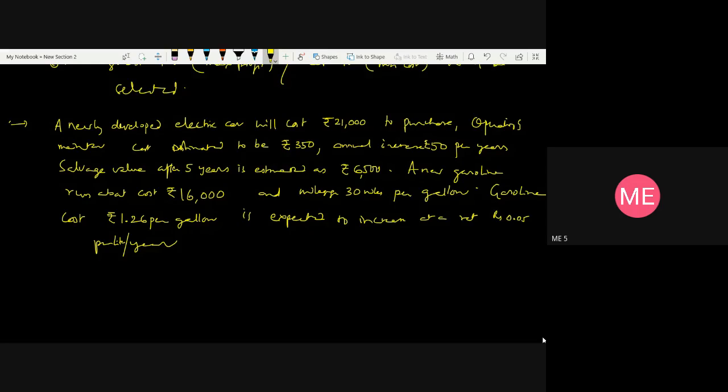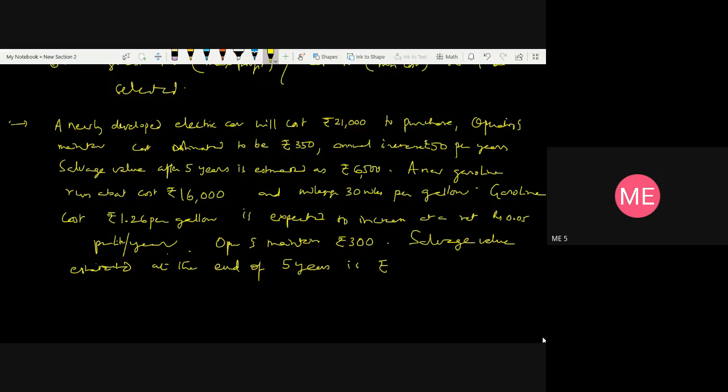Next, this is about the cost for the car which is running with petrol, and the car which is running with electric, that is about 16,000. And now we'll go for operating and maintenance cost, which is around rupees 300 for this case. Also the salvage value estimated at the end of 5 years is rupees 1,500. Now, if the vehicles are expected to be driven for 20,000 miles per year.